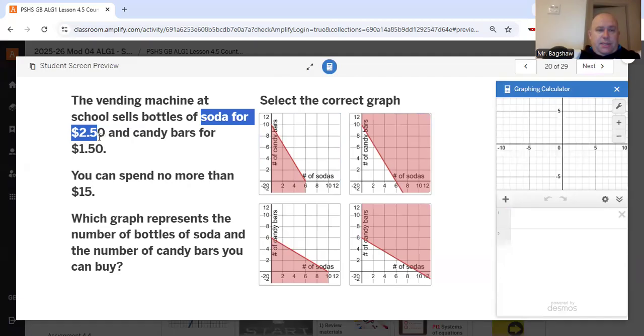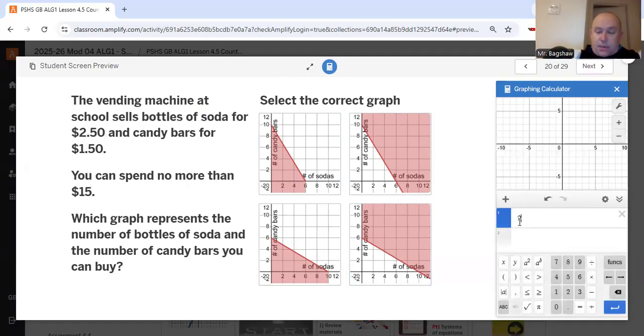So try and pick out things that go together again. For this one, soda bottles are $2.50. Now I'm going to change the soda into X, so let me go ahead and put that one straight away. You can see from my picture that sodas is the X value here as well, so it makes sense to do that.